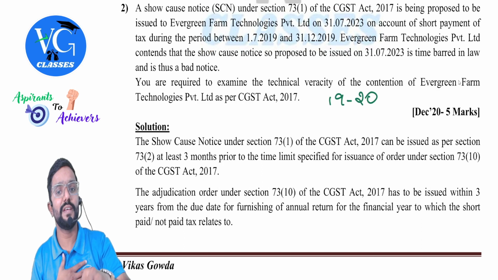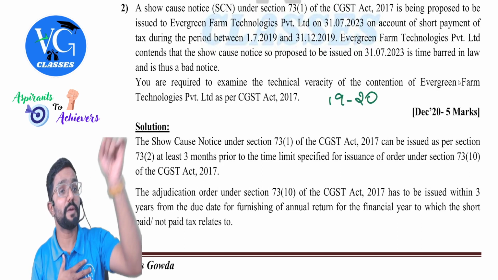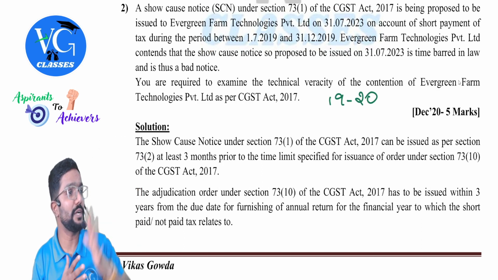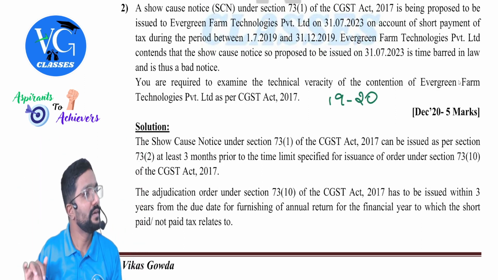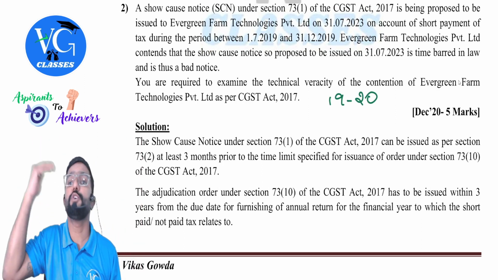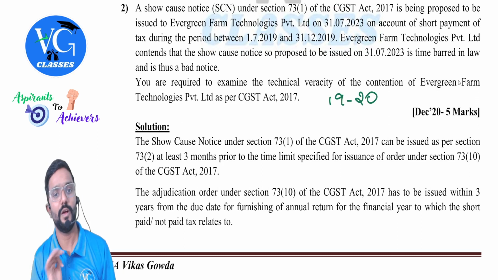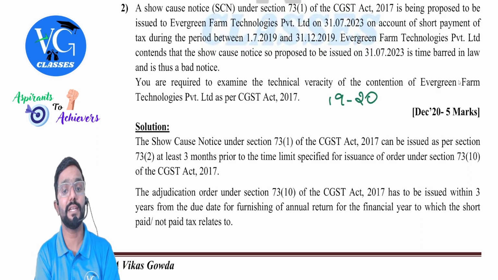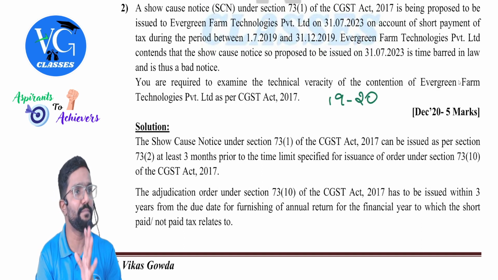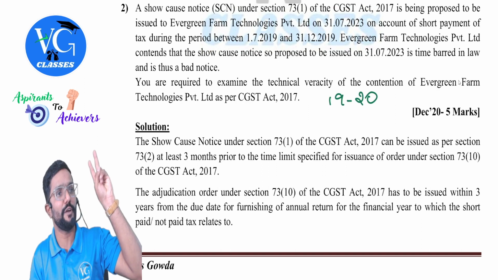Means what Evergreen is telling is, sir, whatever notice the proper officer is giving, it is not valid because time is already over. Time is already over to what? To issue notice under section 73. Okay. You are required to examine the technical veracity of the contention of Evergreen Farm Technologies Private Limited as per CGST Act 2017. Guys, simple. We need to answer from two sections point of view.